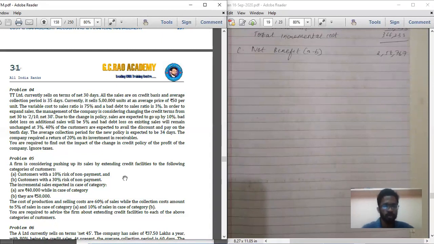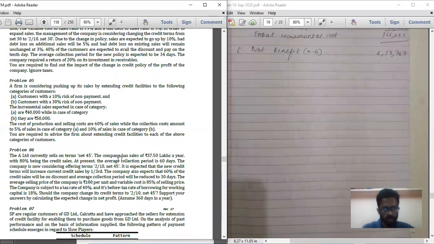So you come to problem number 6. Problem number 6 and problem number 4 are similar sums. Only one point is different, that is credit sales. See, in problem 4 we studied 100% as credit sales. Here only 80% is credit sales. That's all. Everything else is the same in problem number 4 and problem number 6.